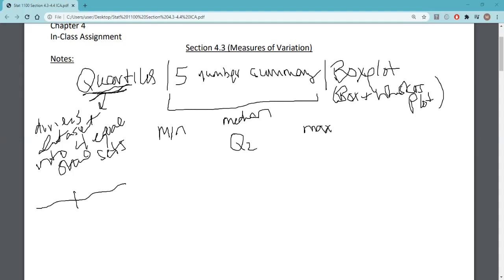If I'm looking to divide it into 4 pieces, what I'm doing now is dividing each of those halves in half again. So I would have a quartile 1, quartile 2, and quartile 3 value. And that's what's separating it into the 4 pieces. So I have minimum, quartile 1, quartile 2, quartile 3, and the max.